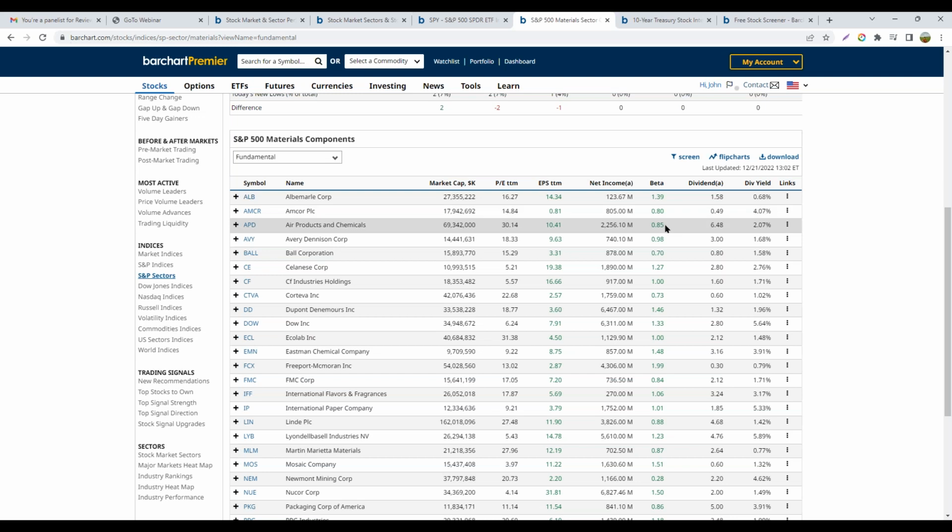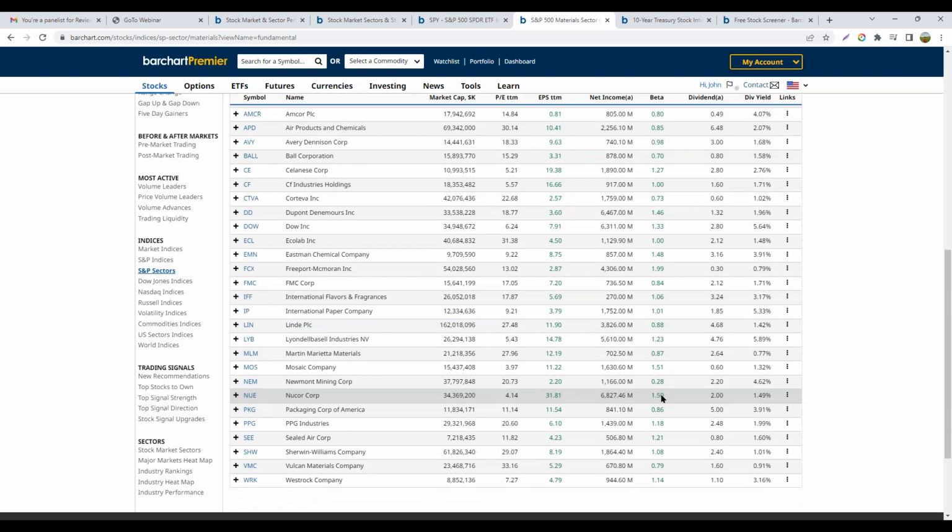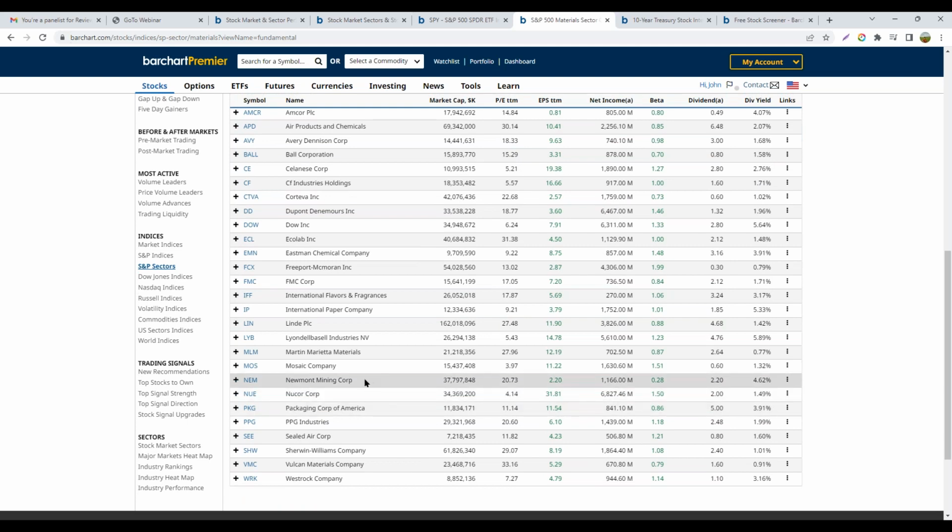Well, Air Products, below 1, a low beta. International Flavors and Fragrances, right around 1, kind of a neutral beta. Newmont Mining, very low beta. Now, Freeport-McMoRan has a high beta. So it's not always consistent, but there is some element of what the Conover Group was expressing, and we're seeing that in the market.